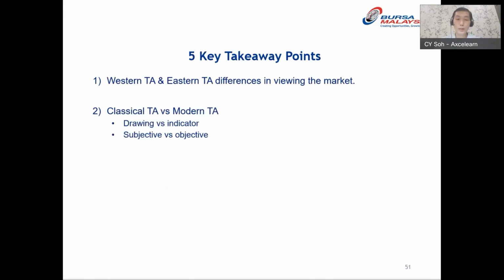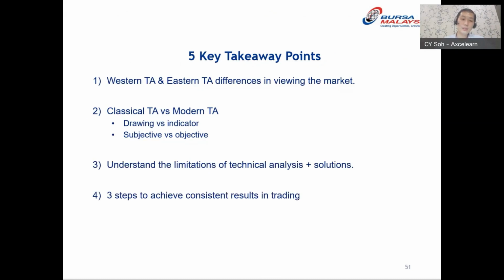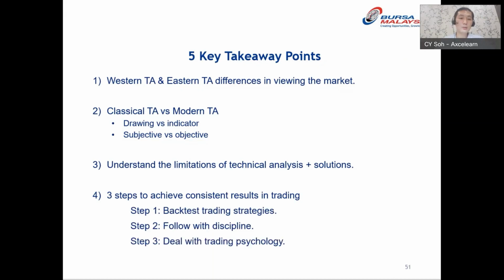Classical TA requires drawing, a lot of subjectivity in there. Modern TA is using indicators, but you can apply modern TA objectively by doing backtesting. A lot of you are still using modern TA in a subjective manner, so no wonder there is a lot of inconsistency in your results. You need to understand the limitations of TA, and I've already shared with you the solutions with these simple 3 steps, how to achieve a consistent positive result in your trading. Okay, so give a thought about it, how you are actually going to do your trading. You can have a quick snapshot on this particular slide, and I pass this session over to Ting Ting.